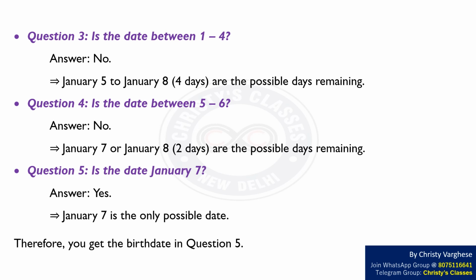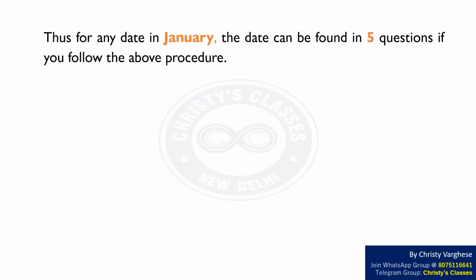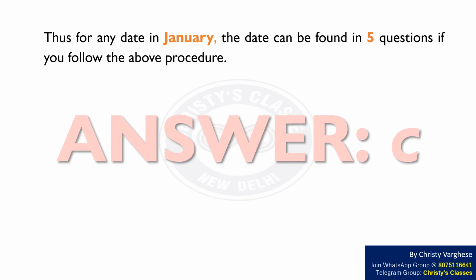Therefore, you get the birth date in question 5. Thus, for any date in January, the date can be found in 5 questions if you follow the above procedure. The right answer to the question is option C.